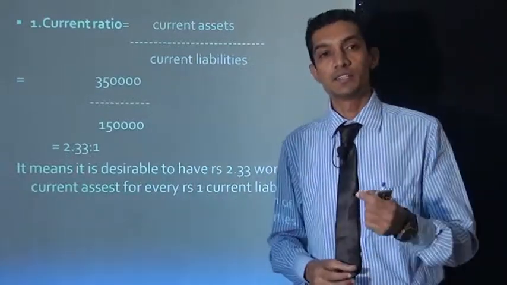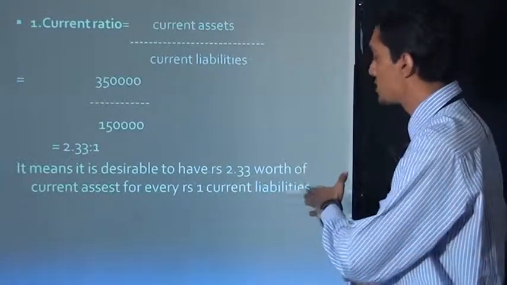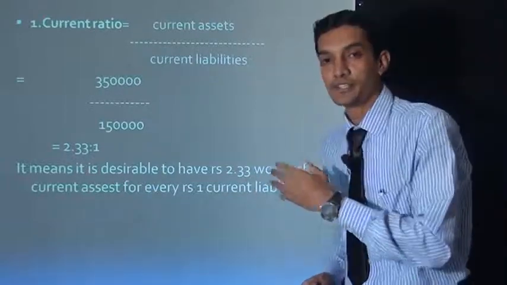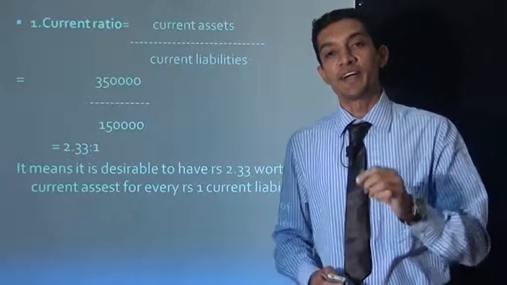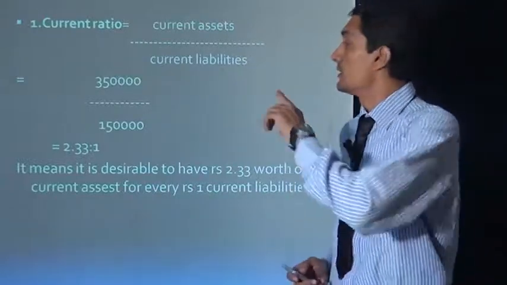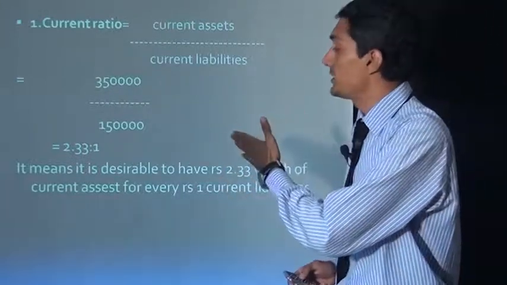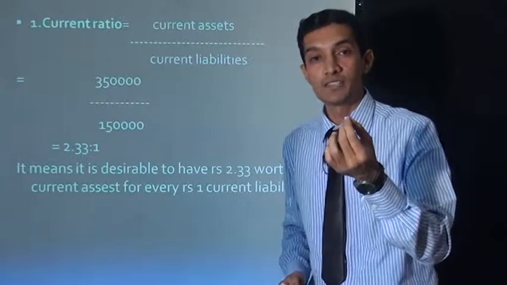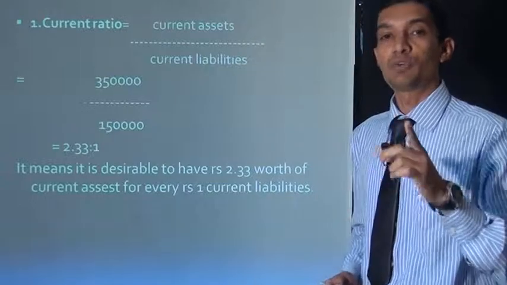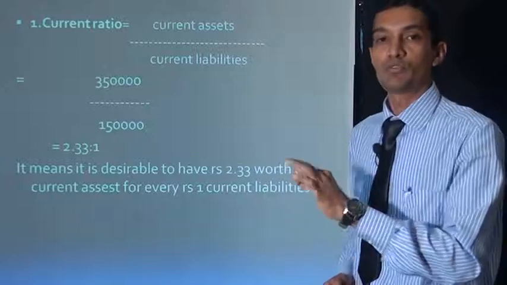Now there is a reason behind this. It means that it is desirable to have rupees 2.33 worth of current assets for every rupee 1 of current liabilities. The ratio shows that the firm's financial position is very good, because there are more current assets than current liabilities. For each and every current liability of rupee 1, there are 2.33 rupees of current assets. So the position of this business is good.